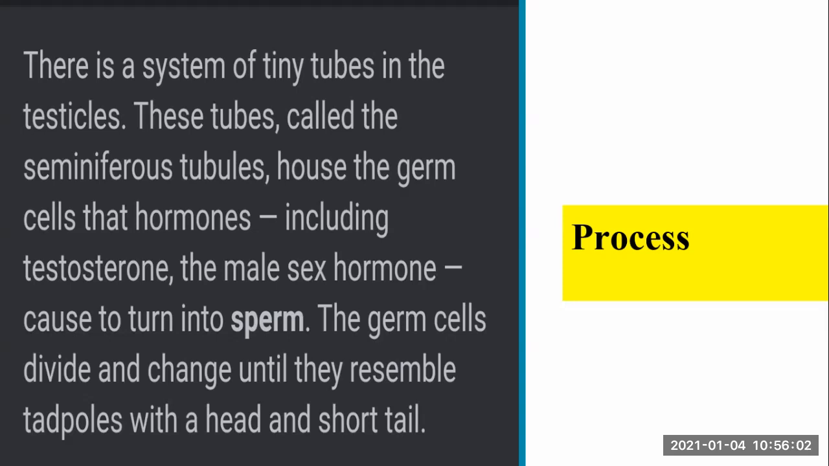The germ cells divide and change until they resemble a tadpole with a head and a short tail. As I told you about the structure, till that moment the germ cells go on dividing and they give the proper structure with the head and the tail. That way the sperms are produced.